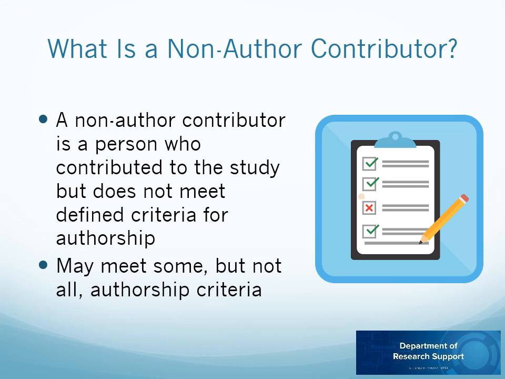Maybe the individual is a colleague who reviewed a draft of the article for scientific merit, but was not involved with the conduct of the study. When authors acknowledge the contributions of these individuals, they are being transparent about the assistance they received from others to complete their study.